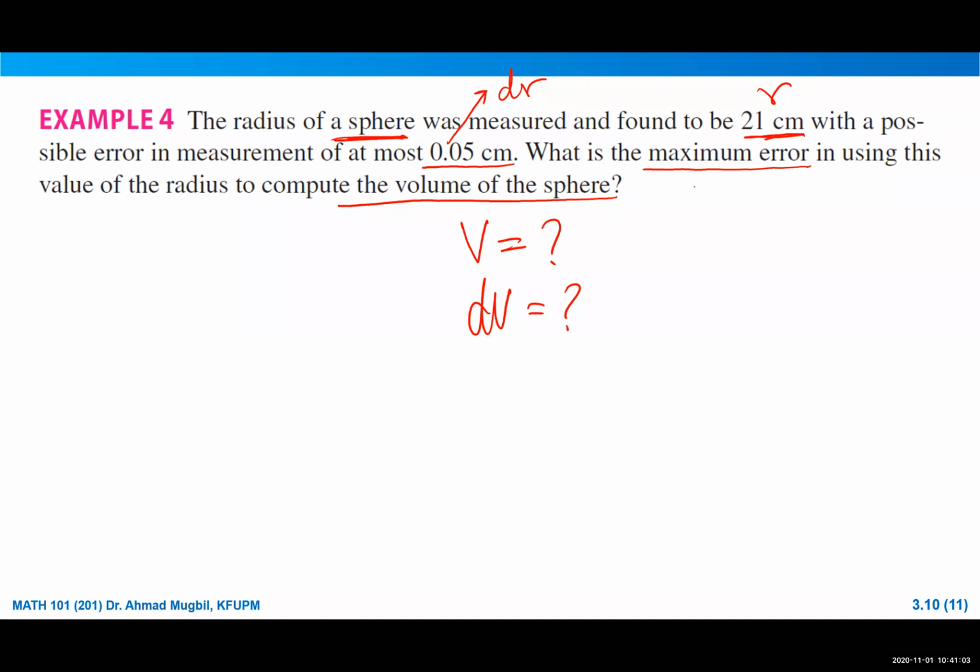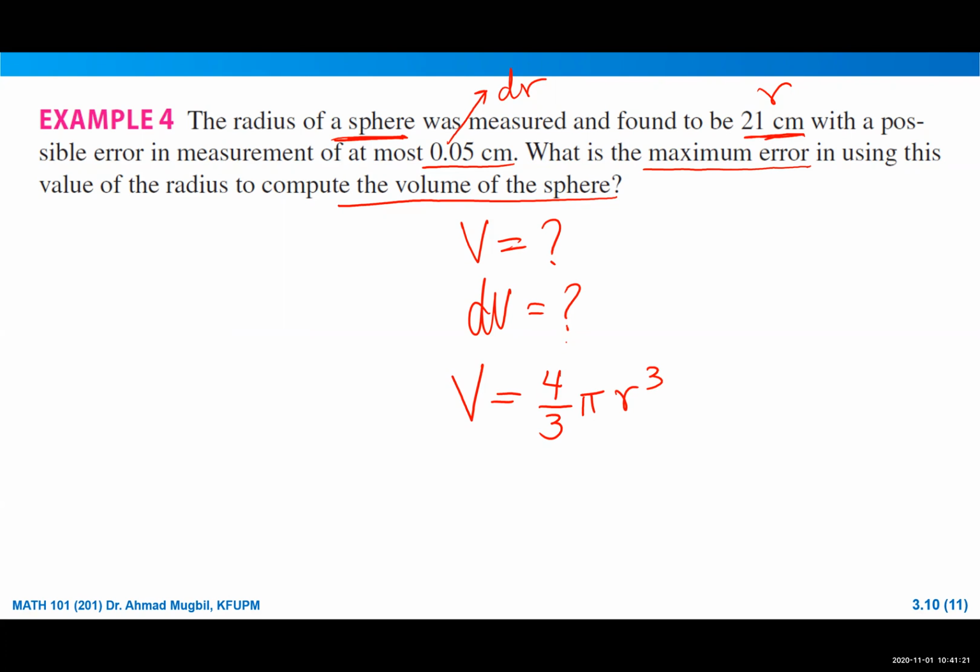Now, what is the main formula that we need to use here? The volume of a sphere. What is it? Do you remember? It is 4 over 3 pi r cubed. Now, what to do next?